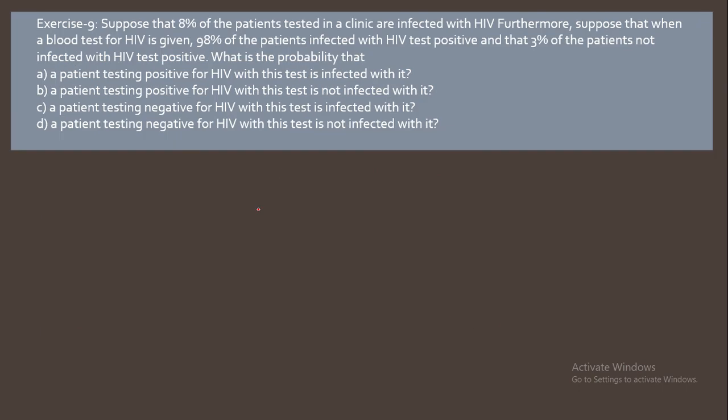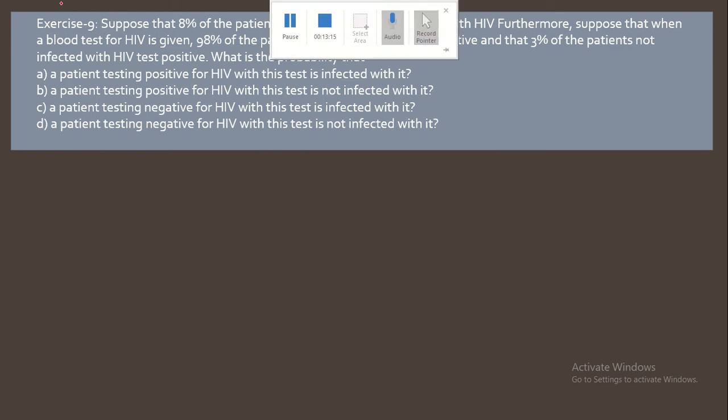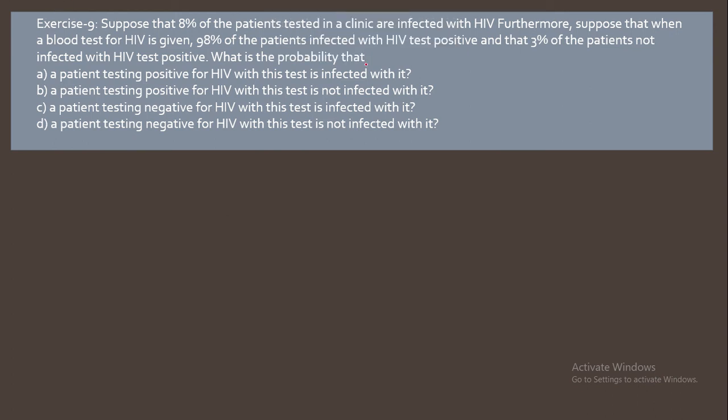Now let's solve another example. In this example, it is said that suppose that 8% of the patients tested in a clinic are infected with HIV. So if we say that H is the event that someone is infected with HIV, then probability of H equals 0.08, right?